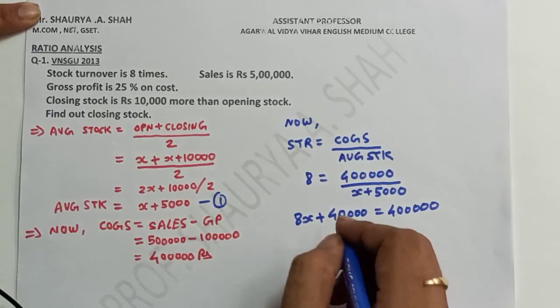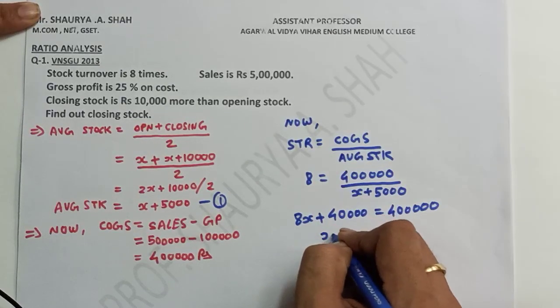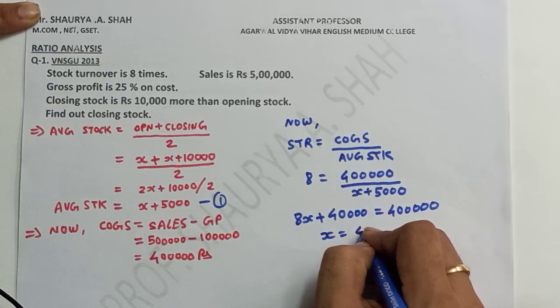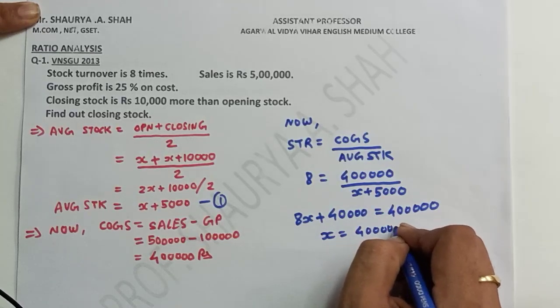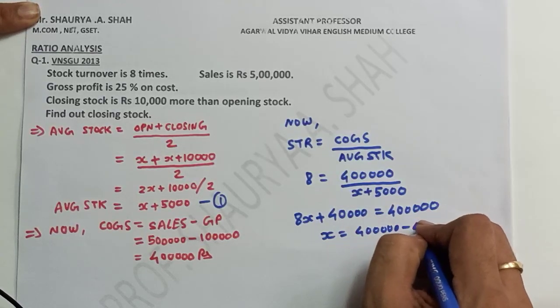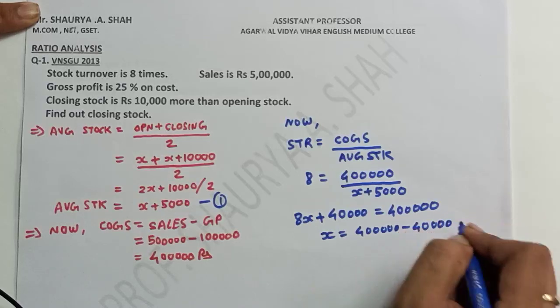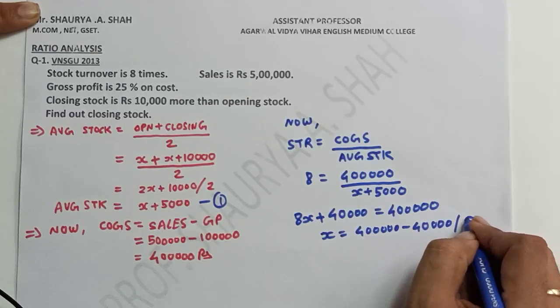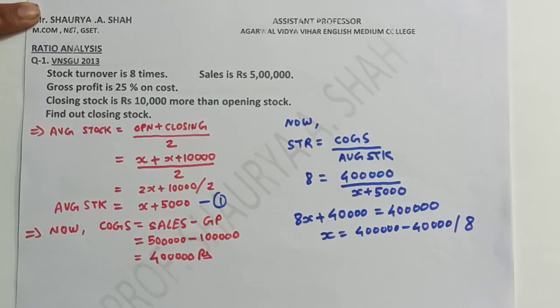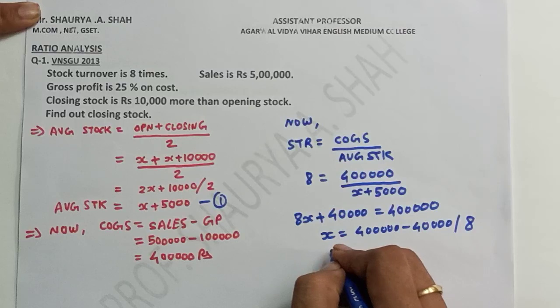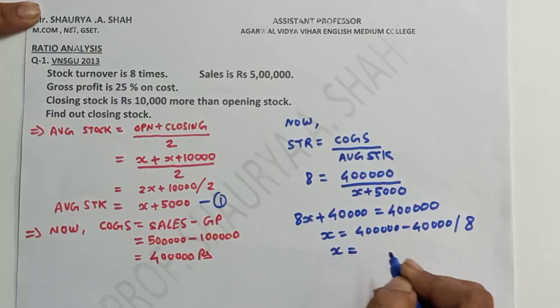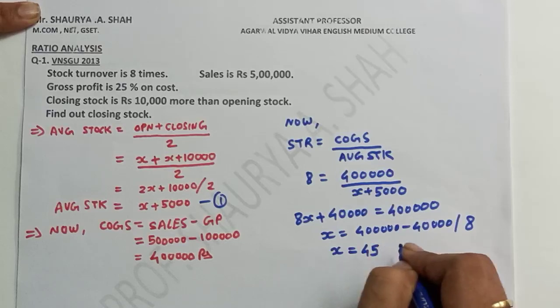If I further solve it, my answer will be x is equals to 4 lakh minus 40,000 divided by 8. 4 lakh minus 40,000 divided by 8, right? So what I'll get is, students, now the answer x is equals to 45,000 rupees.